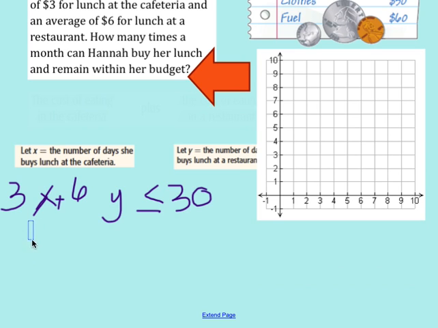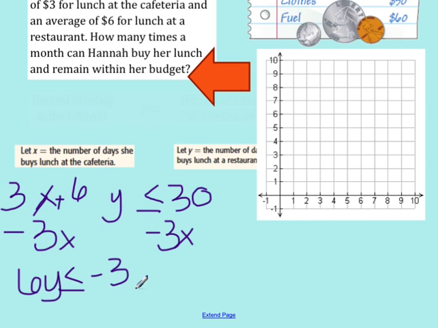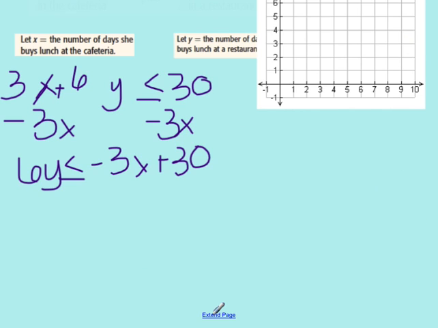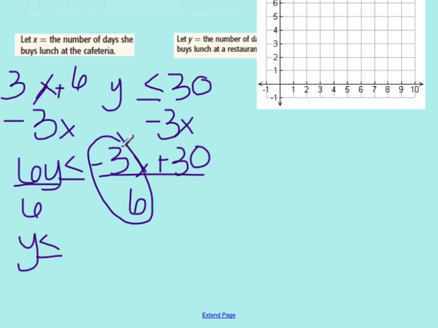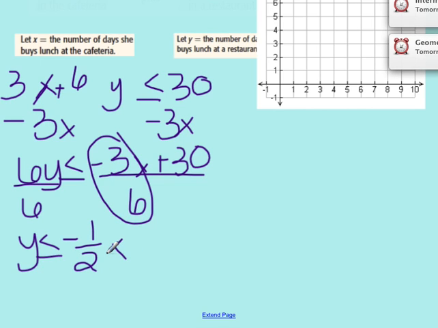So what I'm going to do is I'm going to start to graph this by solving for y. So I notice that that's a positive 3x. So I'm going to go ahead and subtract 3x from both sides. So then I have 6y is less than or equal to negative 3x plus 30. Next thing I want to do to solve for y is to divide both sides by 6. So then we have negative 3/6. So that fraction I can reduce. Both of those numbers are divisible by 3. So that's going to give me a negative 1/2 x.